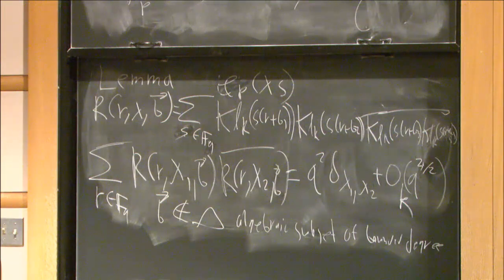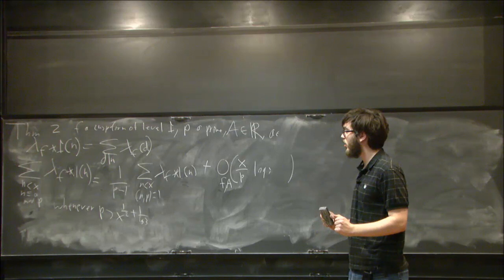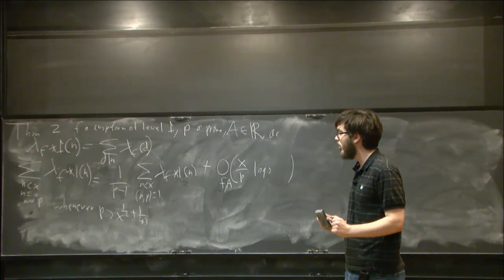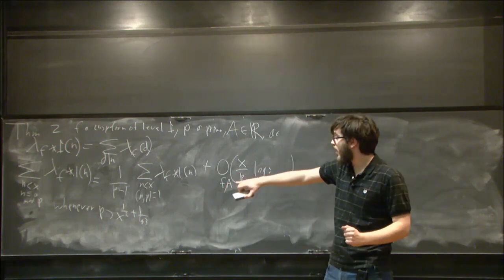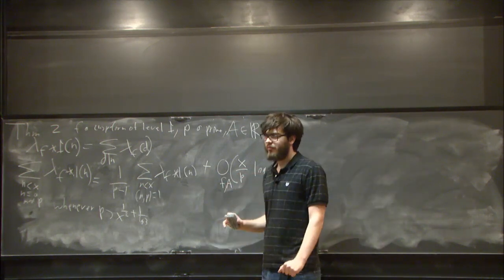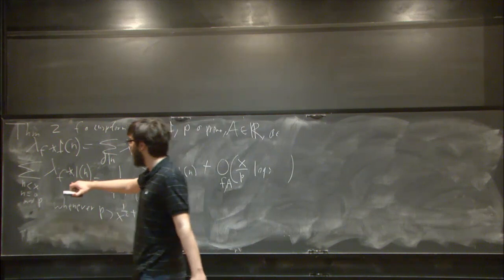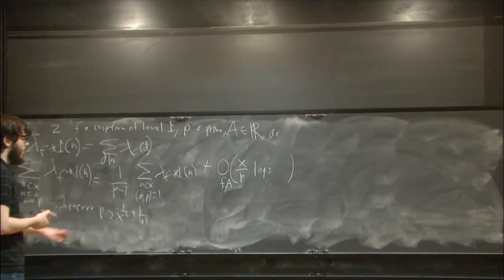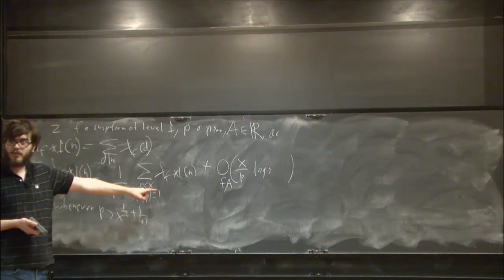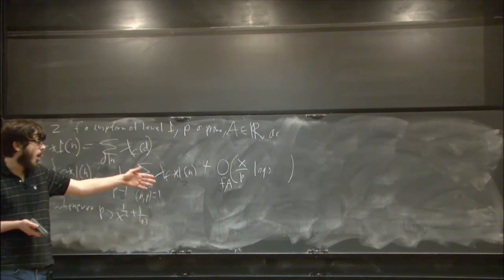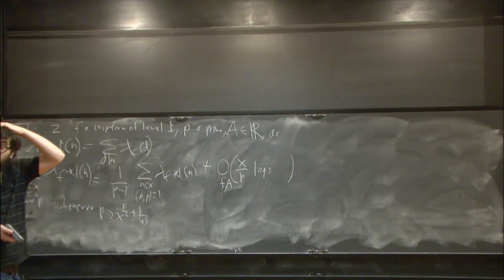Before you erase it, what is the main term? Is it x log x or is it x? Yeah, in this sum, that is just x over p. So it's x log. Oh no, it's log x. So if lambda f were not a cusp form, were a divisor function, there would be a power of log. I don't know off the top of my head.